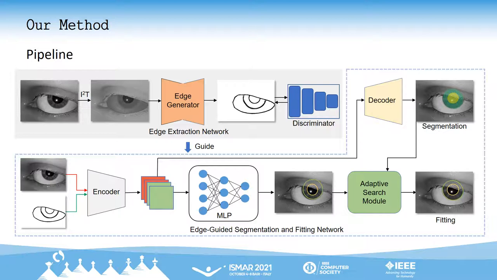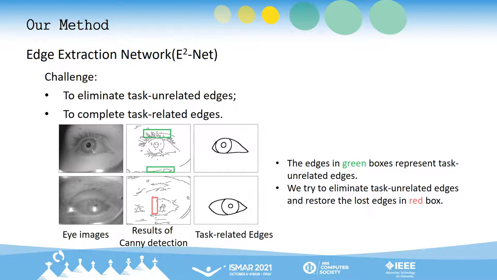There are two challenges in the task-related edge extraction. First, to eliminate task-unrelated edges, the images show the results of edge extraction utilizing the Canny detector. Many undesired edges, such as eyelashes, glasses, and glints, are extracted. Second, to complete task-related edges. For example, the lash boundary is blurry due to the ambient infrared illumination. This causes the task-related edges to be lost.